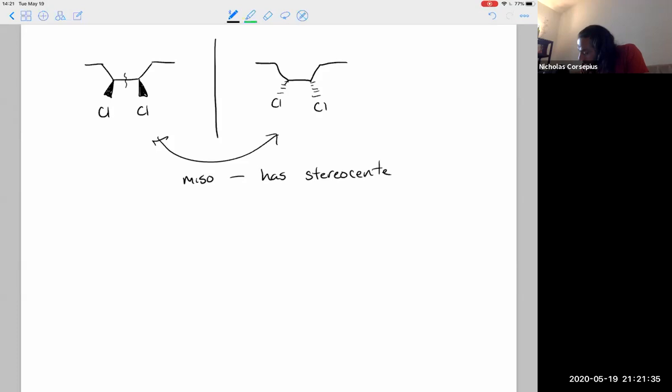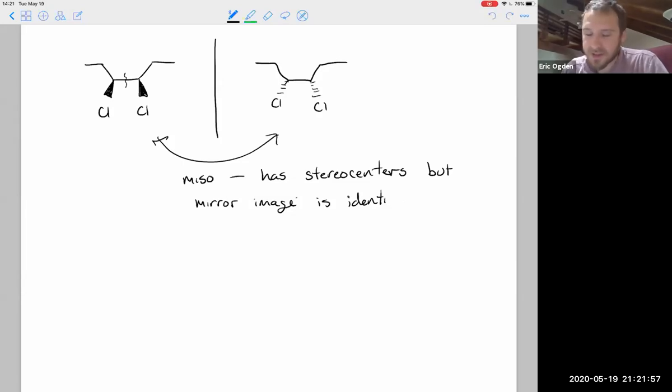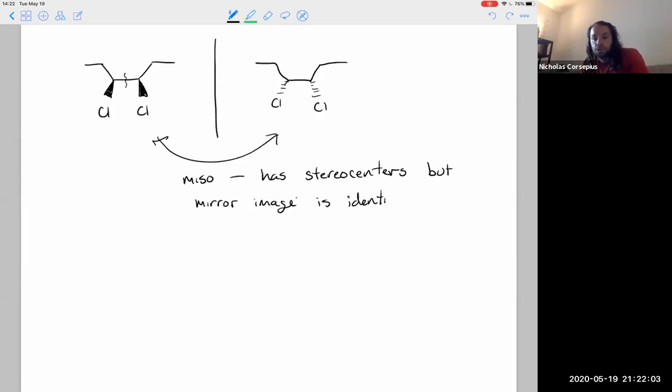I don't remember. Has stereocenters, but the mirror image is identical. And they are molecules that have a lot of symmetry. Again, you can always tell because they have symmetry about where those two stereocenters are. And that's different from the enantiomers because they didn't have a symmetrical bond between their stereocenters. Correct. Those two enantiomers were distinct molecules.